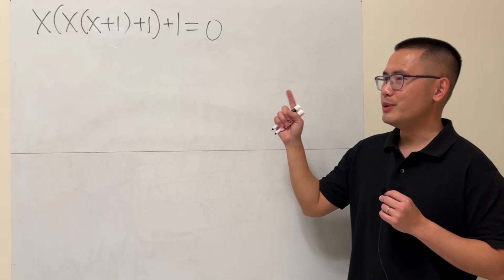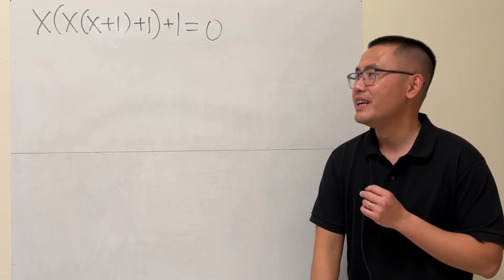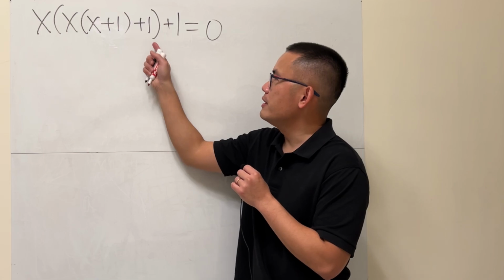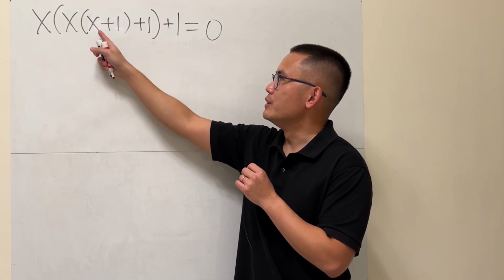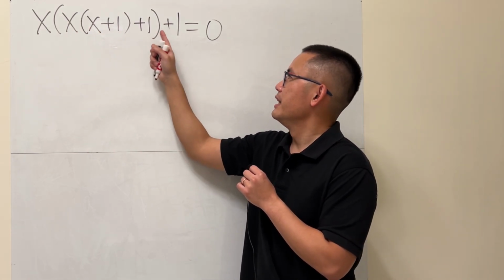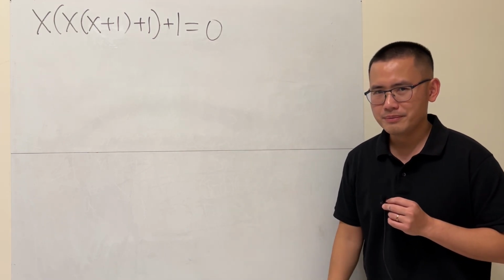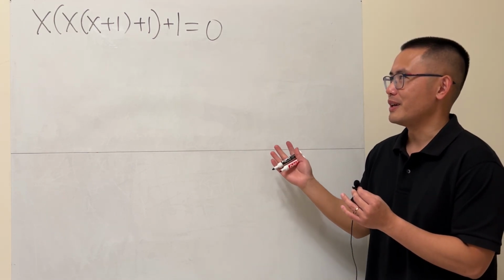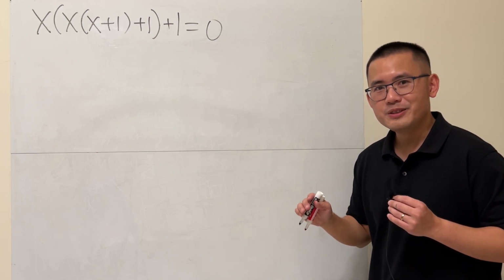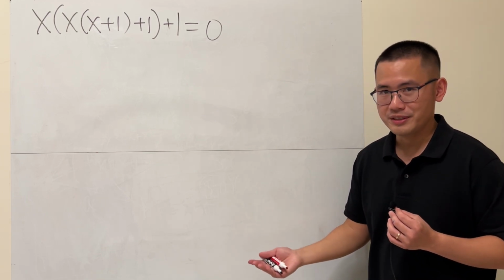Okay, this equation looks really nice and you are going to like it. We have x times this parentheses with x times this parentheses with x plus 1. And then here we have a plus 1 and then another plus 1 here. And then that's equal to 0. How do we solve such a nice looking equation? Well, don't worry. Just do the usual business.